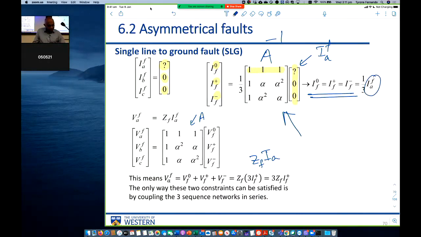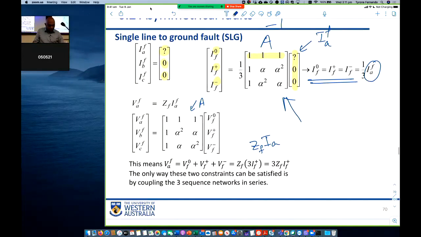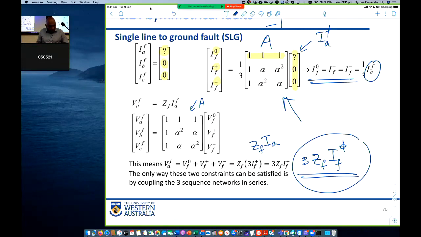Now, IAF is equal to 3 times IF0, so we have this formula: 3 ZF IF0, or we can say IF plus, because they are the same, or IF minus is the same. So VAF, the phase voltage at A, is simply 3 times ZF, which is the impedance connecting phase A to ground, times the positive sequence fault current. So these are two key equations. This equation and this equation are the key equations that we have just derived.